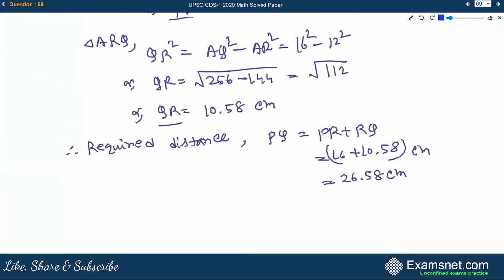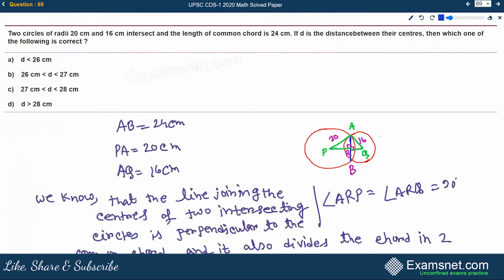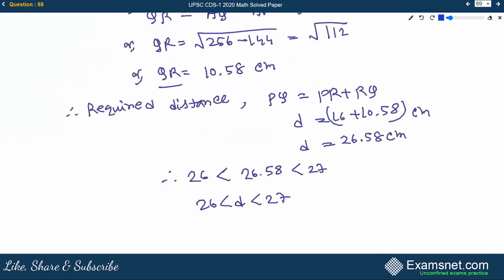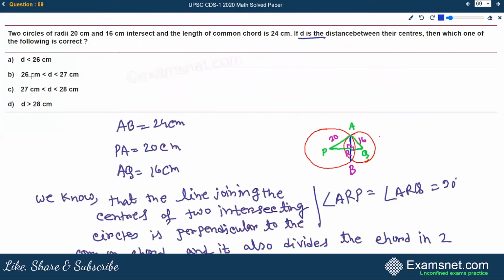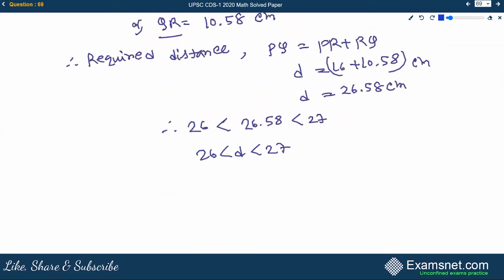So here obviously 26.58 centimeter is lying between 26 and 27. So if D is the distance between their centers, that means this is D, so 26 less than D less than 27, we can say that. So yes, option B is the correct answer: 26 centimeter less than D less than 27 centimeter. Option B is the correct answer. Again, I want to show you the entire solution.